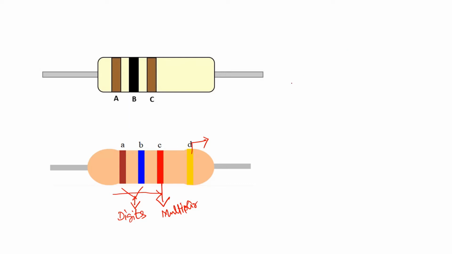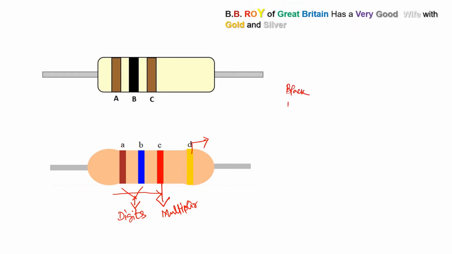So now there are several colors which we will be dealing with. They are black, brown, red, orange, yellow, green, blue, violet, grey, white, and finally golden and silver.